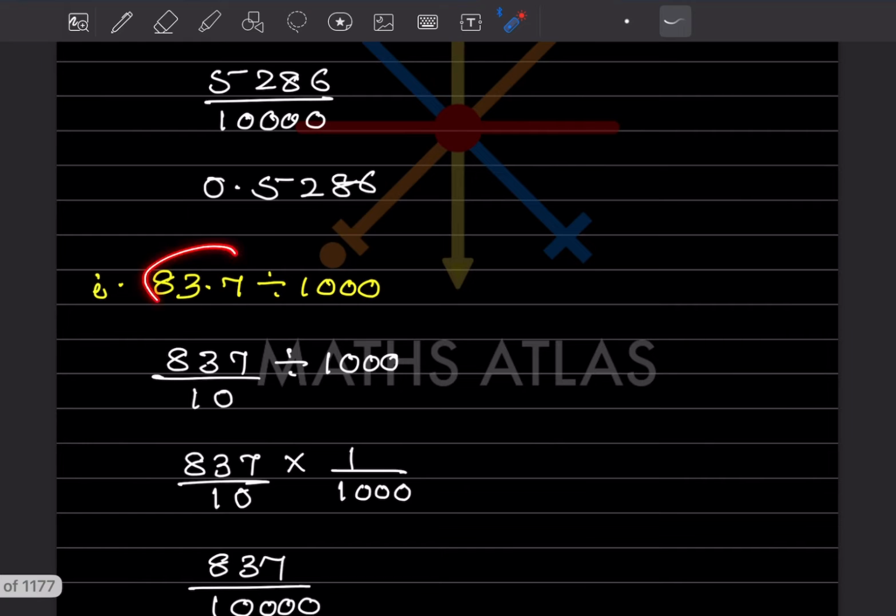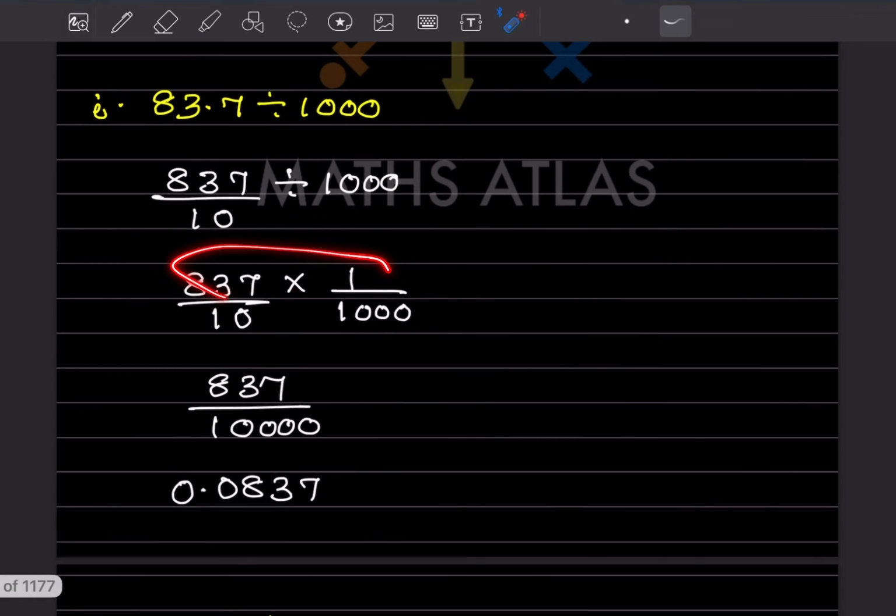So this is going to be divided by 10. So this is the same, this will be multiplied. So this is going to be 1 by 1000. So 837 divided by this 10,000. So 8, 1, 2, 3, 4. So you'll go 1, 2, 3, 4 and put the decimal here.